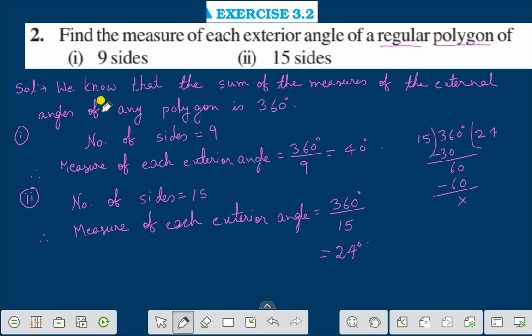Right? Again we are repeating. We know that the sum of the measures of the exterior angles of any polygon is 360 degrees. In question number 1, the number of sides is 9. Therefore, the measure of each exterior angle is equal to 360 by 9, that is 40 degrees. And in question number 2, the number of sides is 15. Therefore, the measure of each exterior angle is equal to 360 degrees by 15, that is 24 degrees.